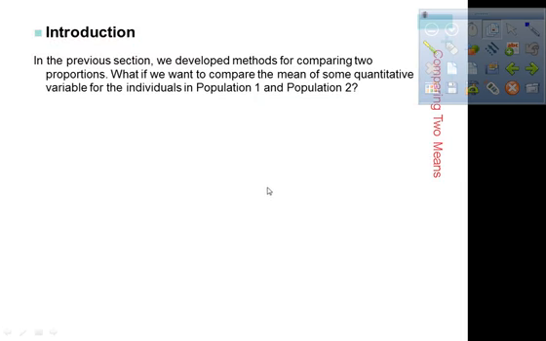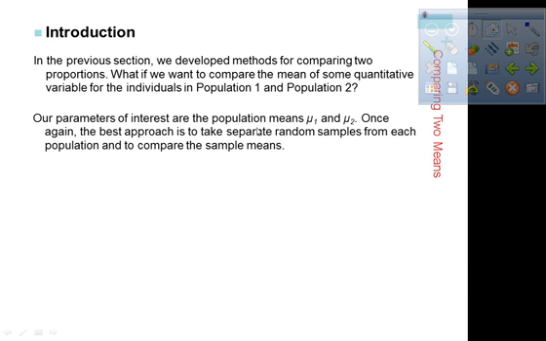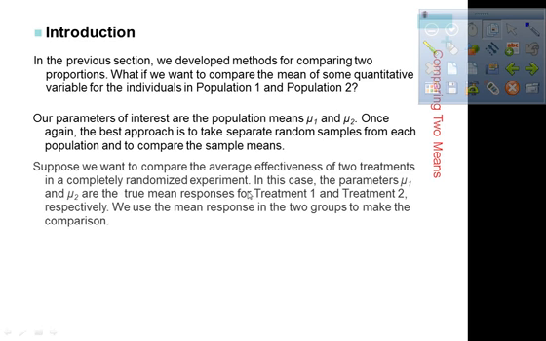All right, so we're already looking at two populations. Now our parameters of interest are going to be mu of group 1 and mu of group 2, which means the population mean of group 1 and population mean of group 2. We want to compare the effectiveness of two treatments in a completely randomized experiment. We would use the parameters mu1 and mu2, their mean responses in treatment 1 and treatment 2 respectively, and use the mean response in the two groups to make a comparison.